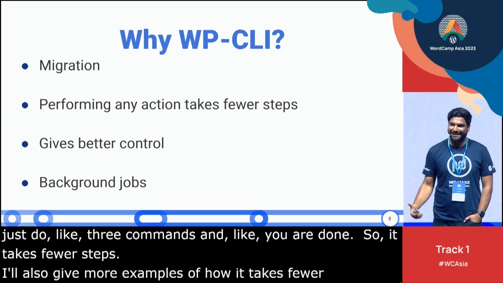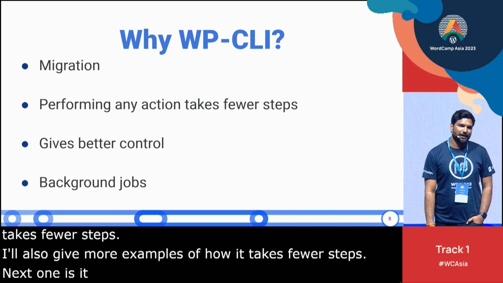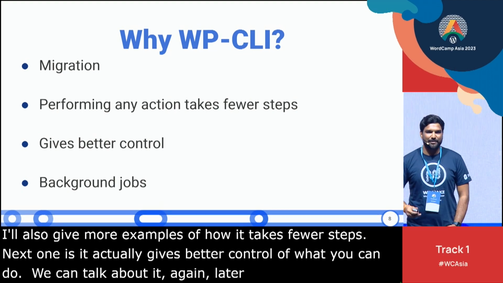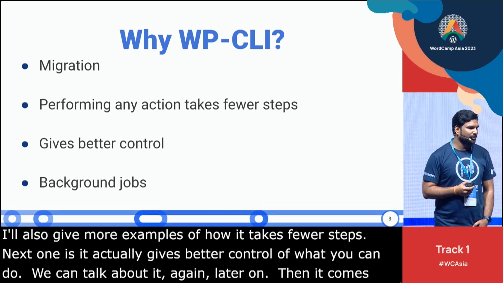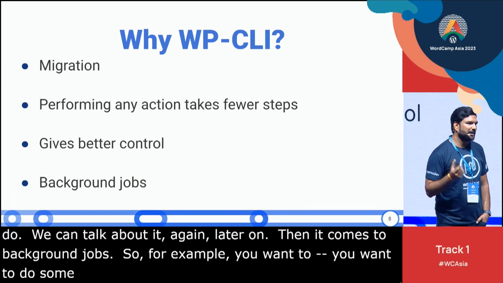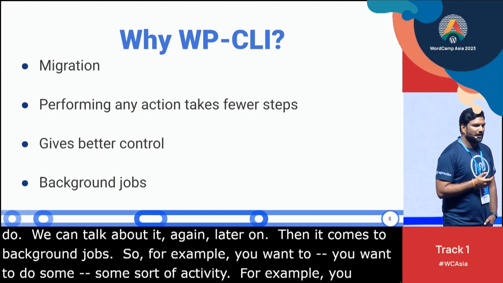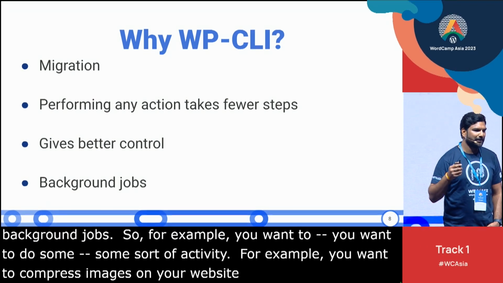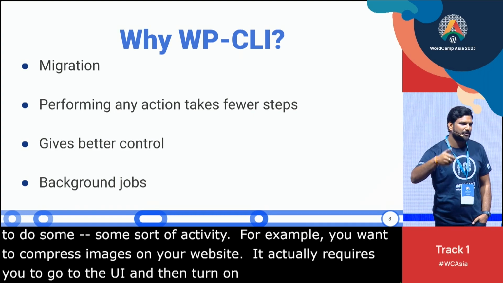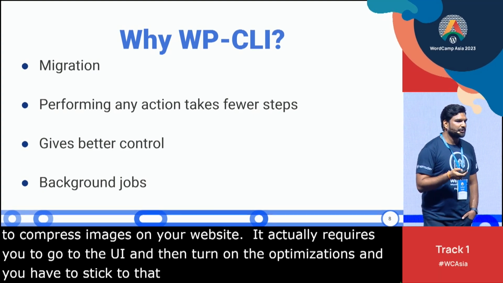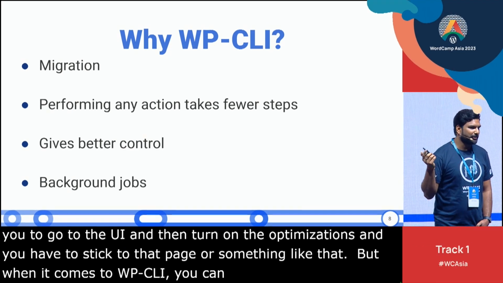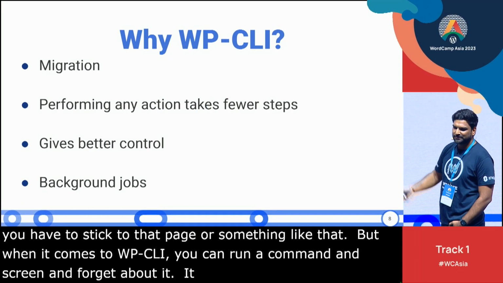Next one is it actually gives better control of what you can do. We can talk about it again later on. Then it comes to background jobs. For example, you want to compress images on your website, it actually requires you to go to the UI and then turn on the optimizations, and you have to stick to that page or something like that. But with WP-CLI, you can just run a command in screen and then forget about it. It will just run in the background, and that's done, right?